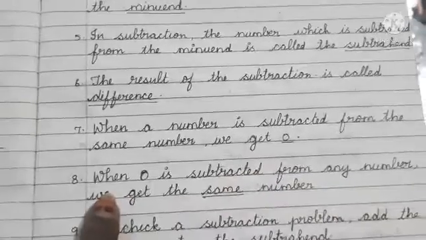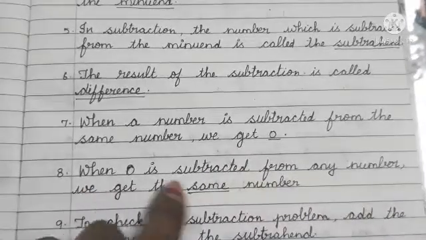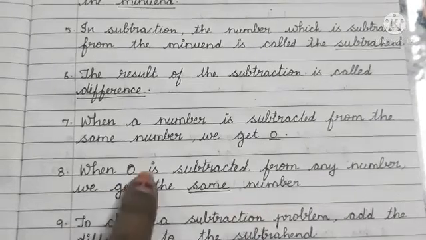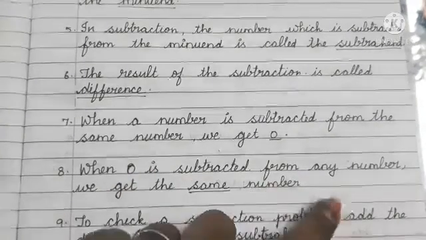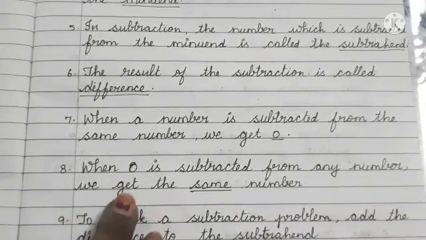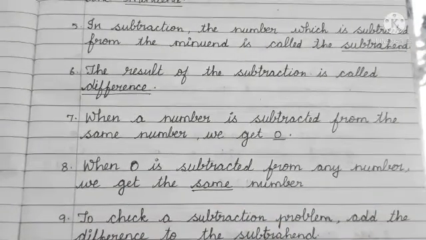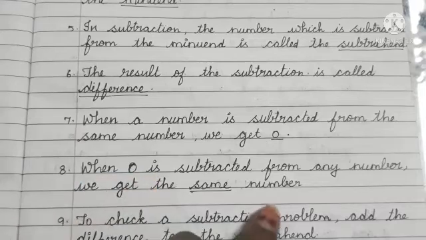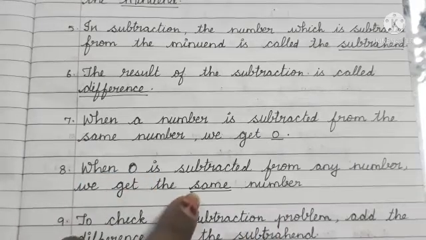Look at the next, 8th question. When 0 is subtracted from any number, we get the same number. Like addition, when you add 0 to a number, you get the same number. Likewise, when 0 is subtracted from any number, we will get the same number.